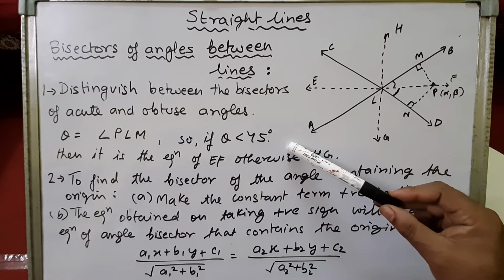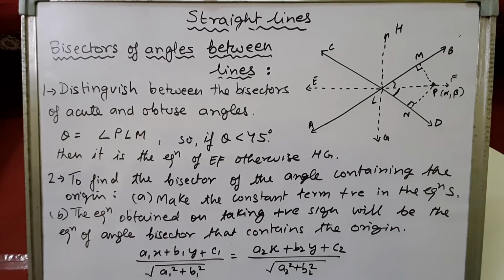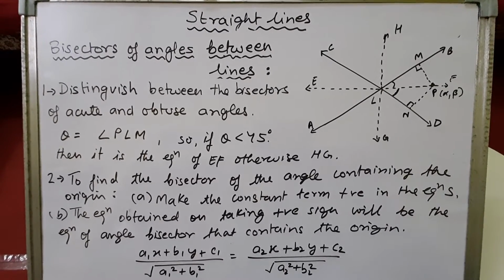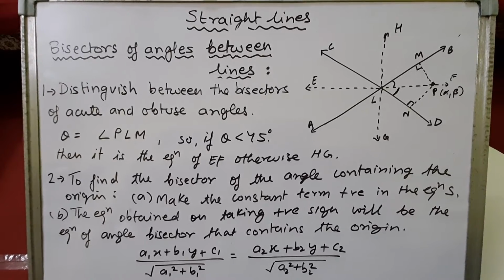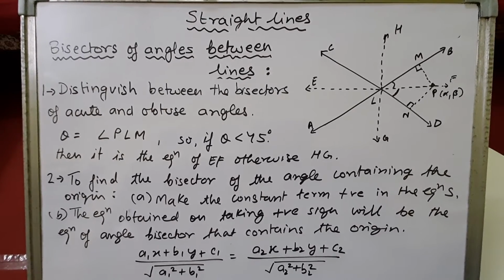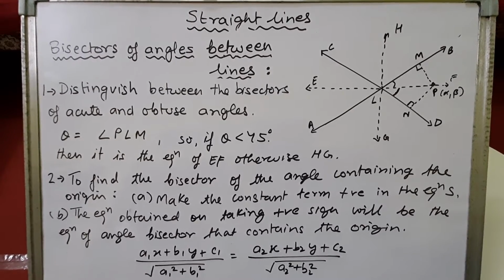And if the angle between the lines is not less than 45 degrees, or the value of tan theta is not less than 1, then that equation will be the equation of the obtuse angle bisector. Otherwise, if the value of tan theta comes less than 1, then the equation that we have picked is the equation of the acute angle bisector.